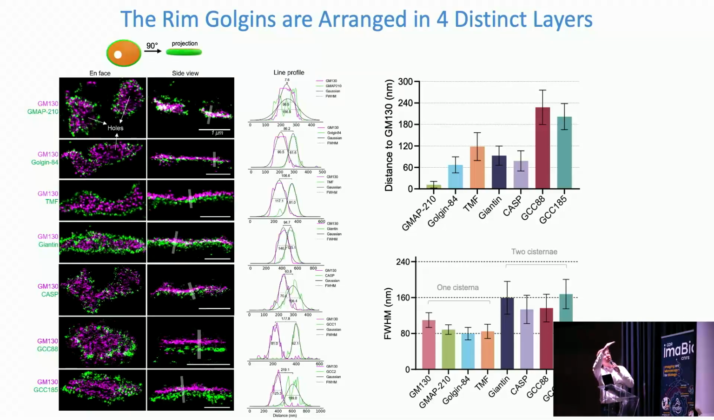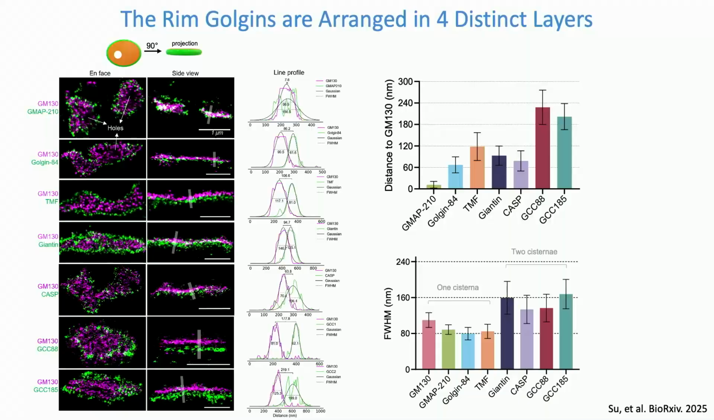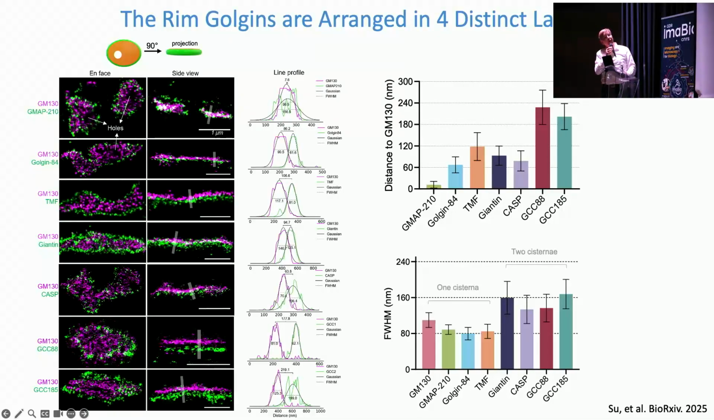So this is always the distance to GM130, which is the cis face of the Golgi. And you see that GMAP210, for example, is in the same layer. Golgin-84 is about 60 nanometers separated. Then there's a 120 nanometer separation. Then the next two are somewhere in between. And then there's a bigger jump to about 180 nanometers. And when we measure the width of these, you now see why these are in between. They are somewhere in between the first and the second cisterna, and the reason is because they're thicker. They are two cisterna thick. So these giantins are localized in two cisterna.